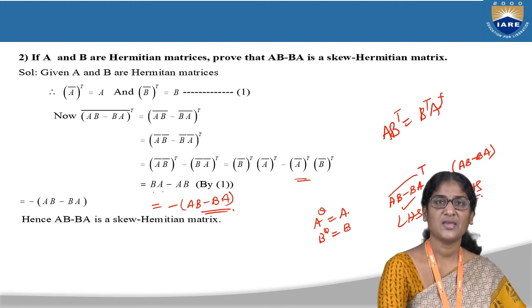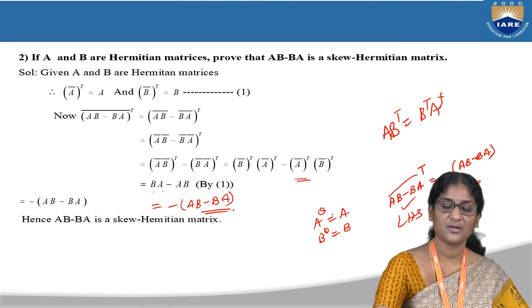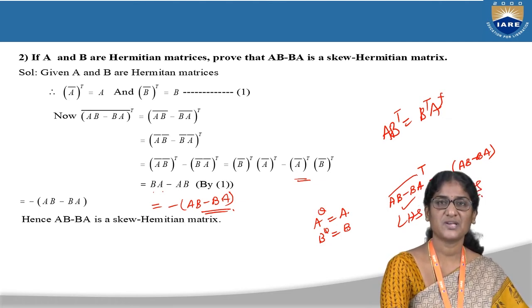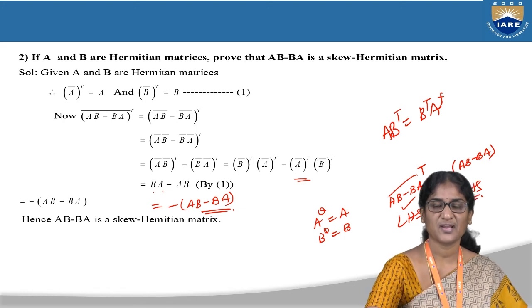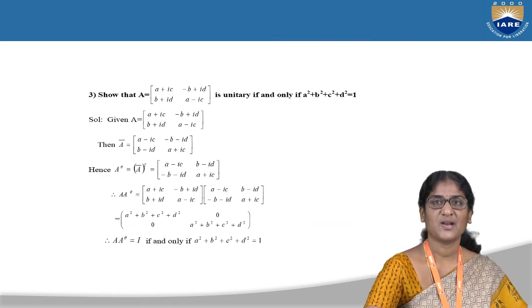So in this way, if you understand the properties of the Hermitian matrix, you can prove the combination properties like this on the concept of Hermitian and skew Hermitian matrices.